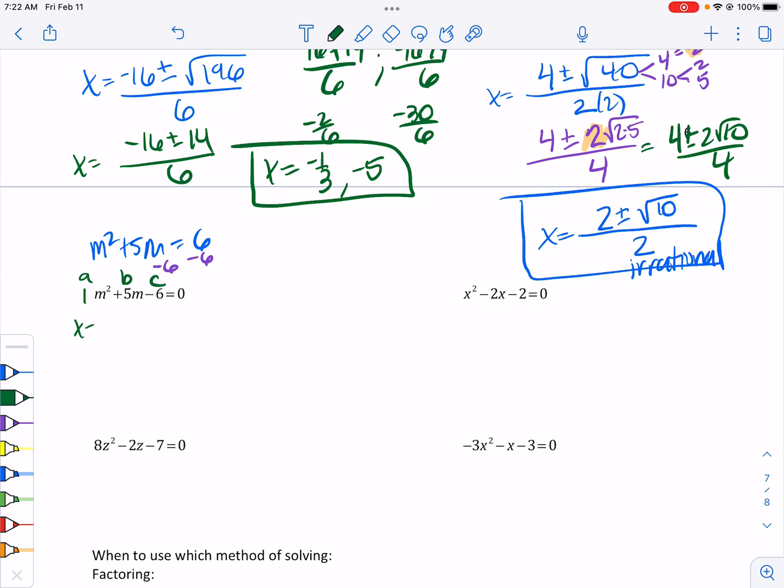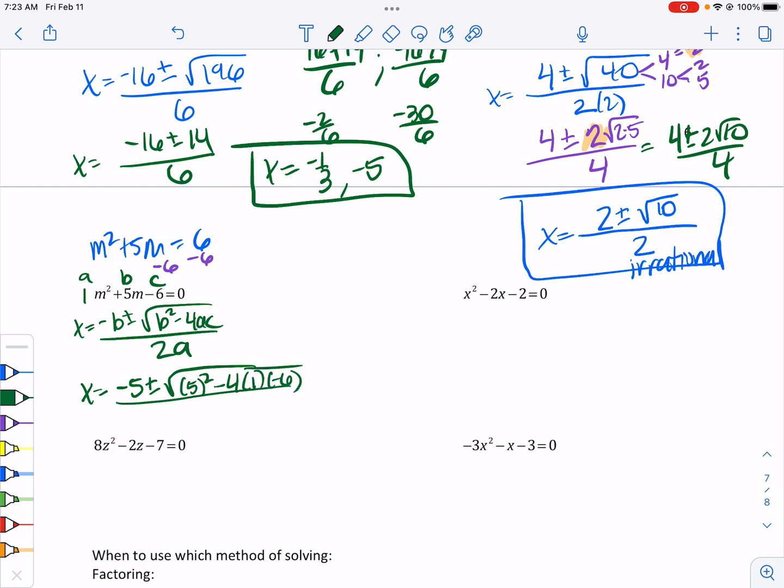So we do x equals -b plus or minus the square root of b squared minus 4ac all over 2a. So we're going to do x equals -5 plus or minus the square root of 5 squared minus 4 times 1 times -6, all over 2 times a, which is 1. Okay, so now we're going to simplify.